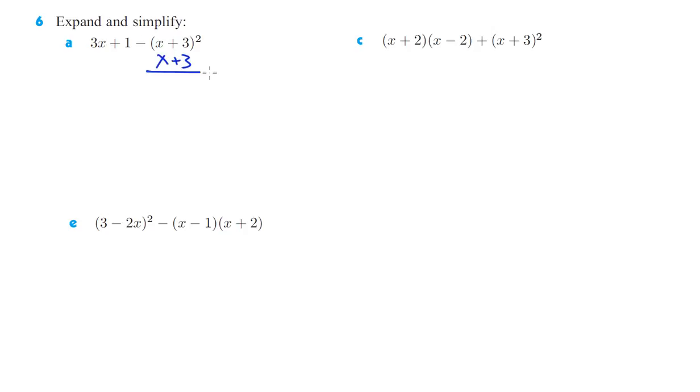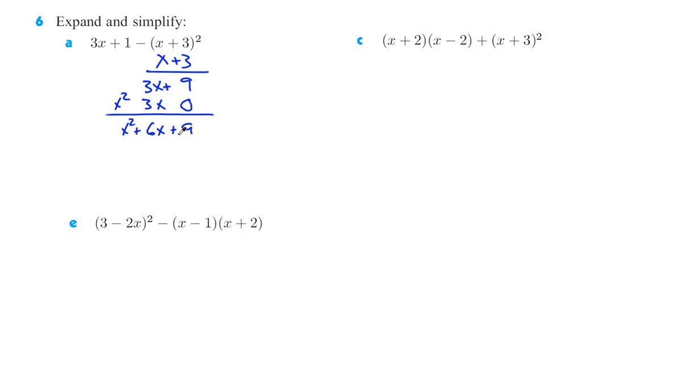x plus 3. 3 times 3 is 9. 3 times x is 3x. x times, oops, put the 0 in there. x times 3 is 3x. And then x times x is x squared. All right, so there's a 9. 3x and 3x is 6x. And then we got an x squared here.